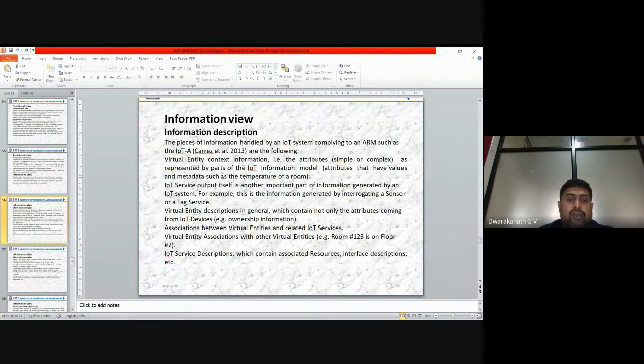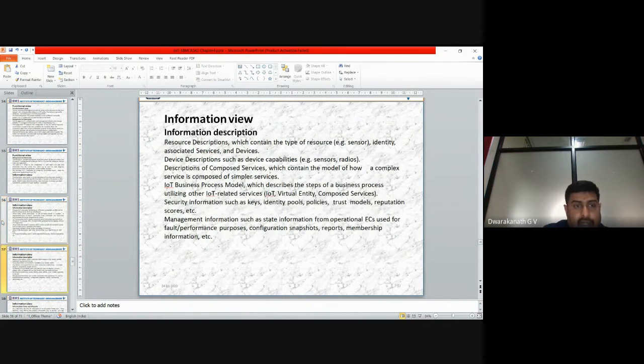The IoT service descriptions contain associated resources, interface descriptions, etc. So that is the case. Coming to the next.